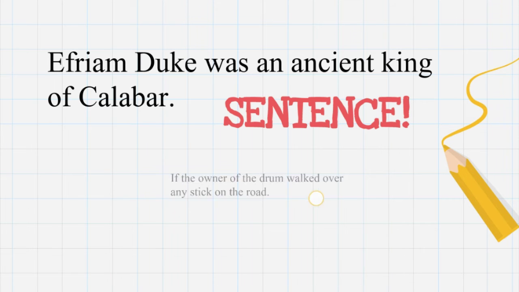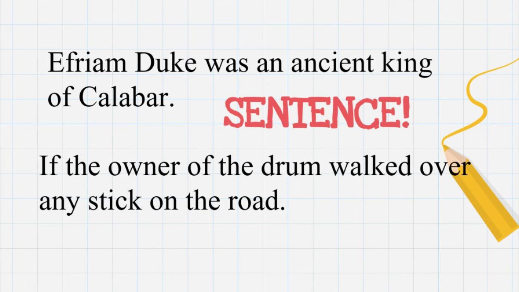What about this one? If the owner of the drum walk over any stick on the road. Is it a sentence or a fragment? So look at this dependent clause. It begs for more information to make the thought complete. So it may have a subject and a verb, but it shows incomplete thought because of the conjunction if. Therefore, it is a fragment.